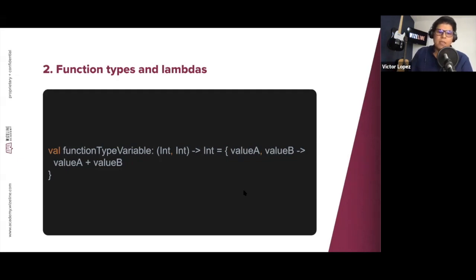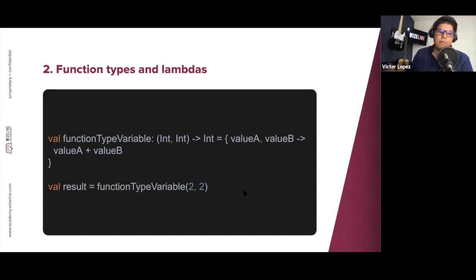So how can we use this new variable? Well, basically it's the same. We only need to use, for example, in this case, a new variable, and we are calling this variable that has a function type. And again, we are passing two values, 2 and 2, so this will return 4. But remember, this is a variable with a function type.